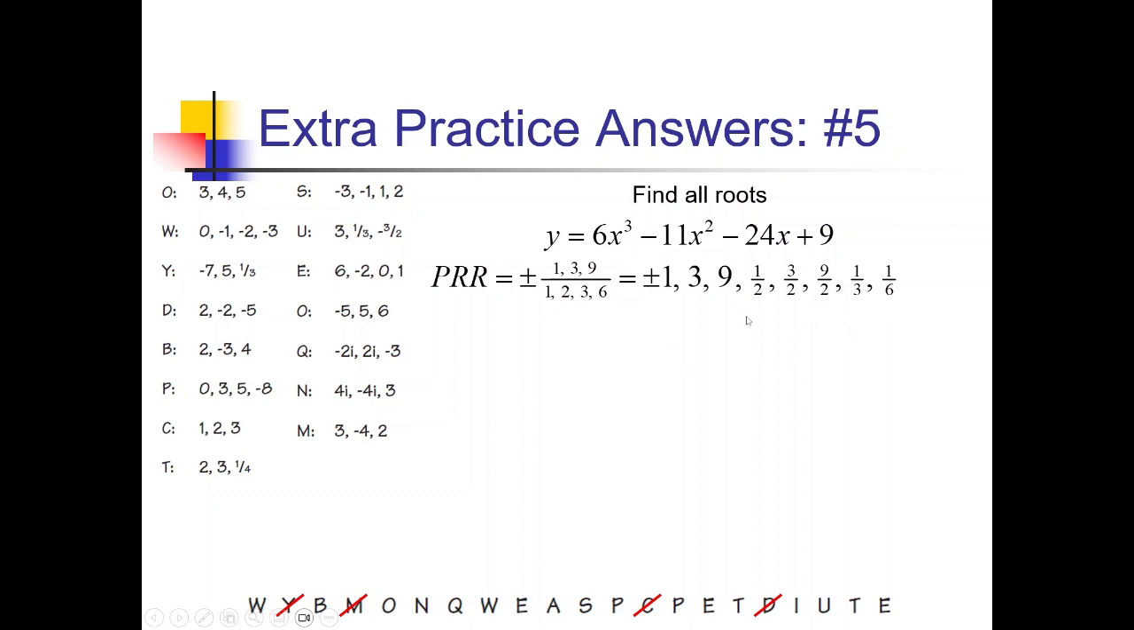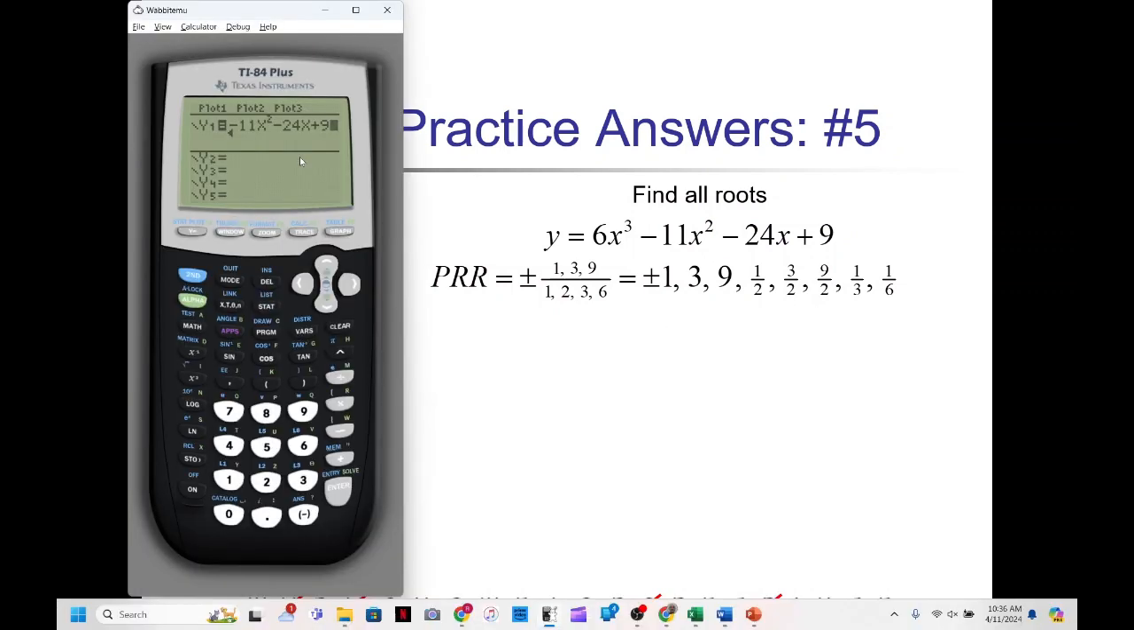Let me try all these out in my calculator now, or at least as many as it takes to get a 0. So there's my y1. I've entered all of this into my y equals there. Going back to the table again, let's try our traditional beginning of 1, which doesn't work, and -1, which doesn't work. We were trying to get a 0 here. Next up, we've got 3, which gives us a 0.